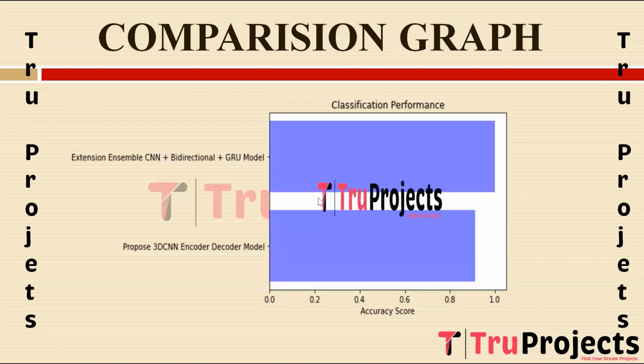Comparison graph. This is the accuracy comparison graph. On the x-axis, we have the accuracy score, and on the y-axis, we have the algorithm name. And from this graph, we can say that CNN plus BiGRU performs well. Accuracy is a measure of the overall correctness of a classification model. It calculates the ratio of correctly predicted instances, both true positives and true negatives, to the total number of instances.